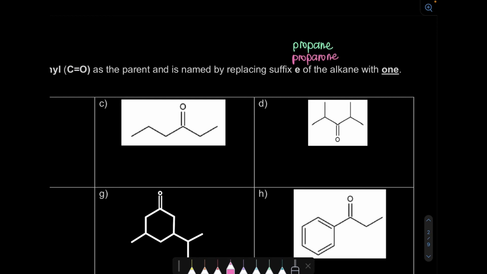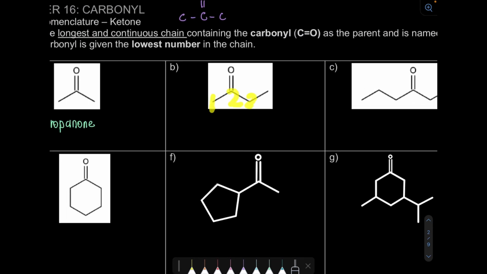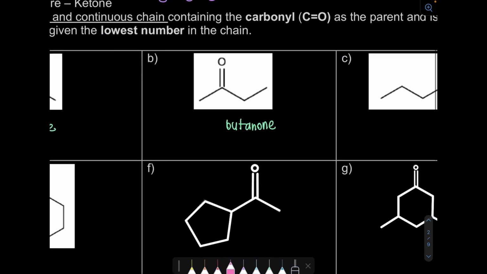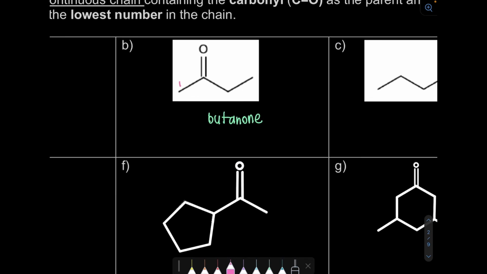The E we will change, it becomes O and E at the end there. So if you're unsure, just write the alkane name first. So here we have 4 carbons. So it will be butane but becomes butanone. Okay, but then the carbonyl is given the lowest number in the chain. So when we count, there are two ways of counting it. So we take the one giving the smallest number. So I'm going to choose the pink one. So 2-butanone.